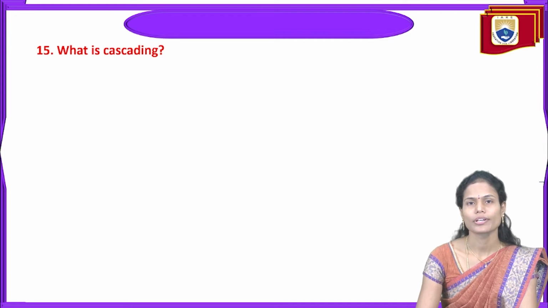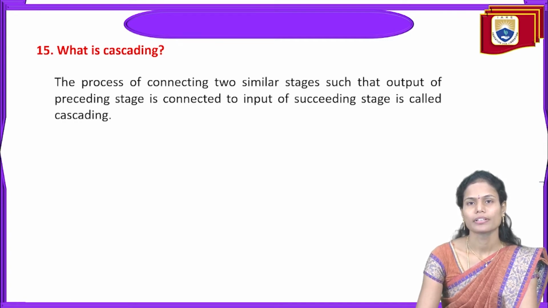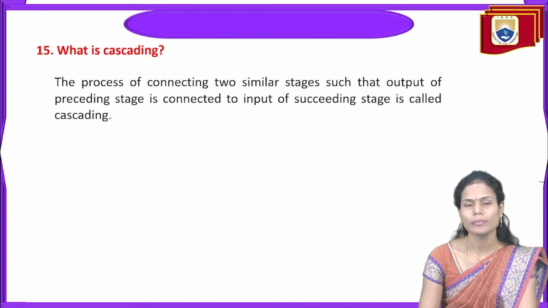And next, what is cascading? Cascading is a process of connecting two similar stages such that the output of the preceding stage is connected to the input of the next stage. In this cascading process, we can utilize any elements: resistors, inductors, capacitors, or transformers.